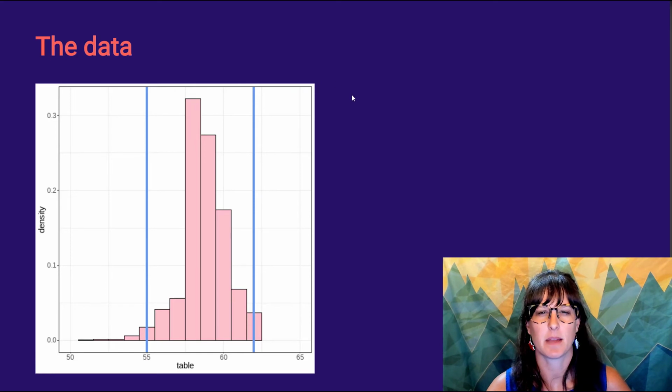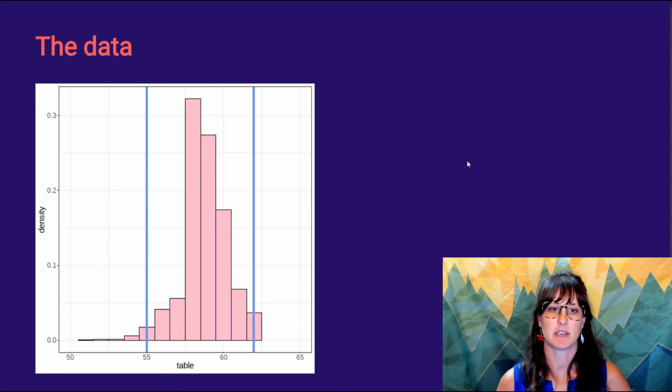But this isn't a statement about the mean. This is not a statement about where the center of this plot lies. This is a statement about where all of the values tend to fall.